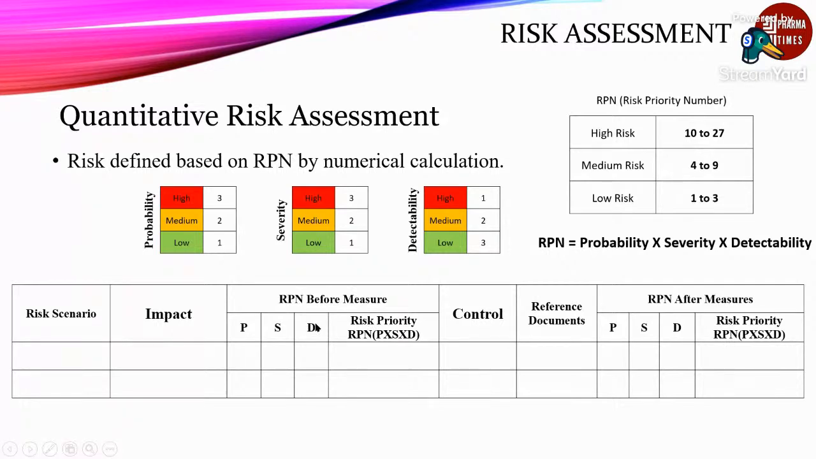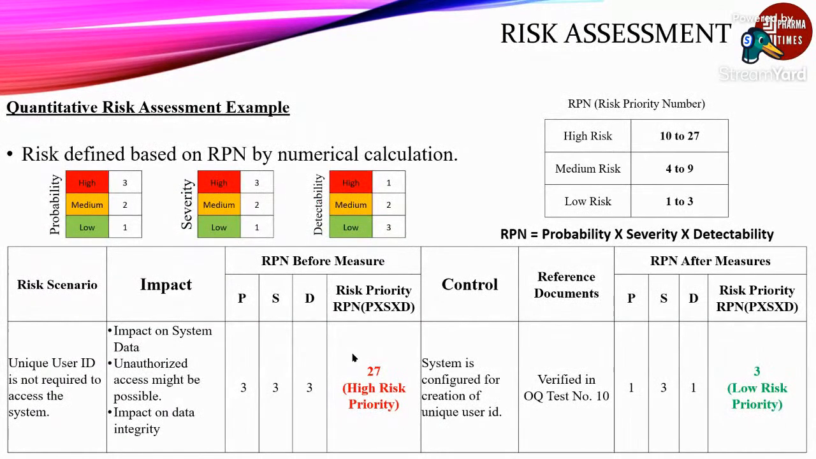If my probability is medium, then I write in this table the number two. Then severity is low, so I write number one. If my detectability is 2, then I write number two. And the multiplication of this P, S, and D generates one number, called RPN, meaning risk priority number. So based on the RPN, I can verify which type of risk is in this system.